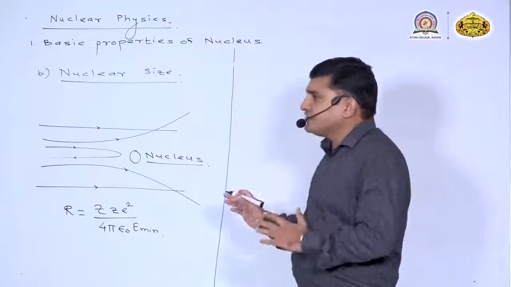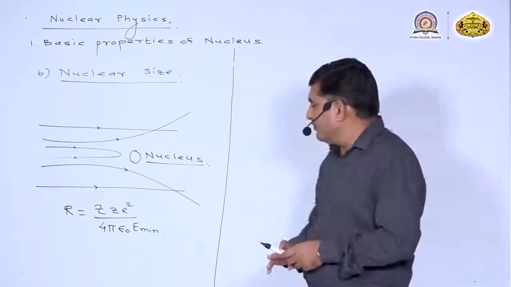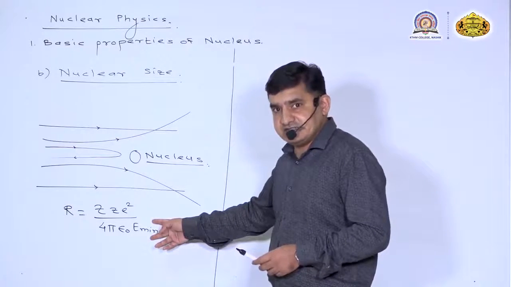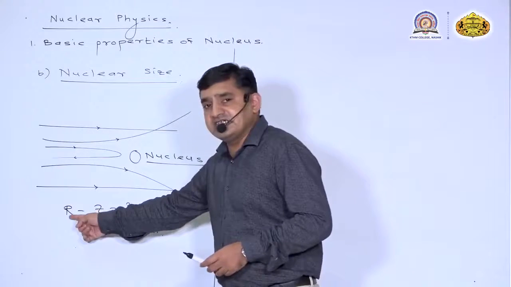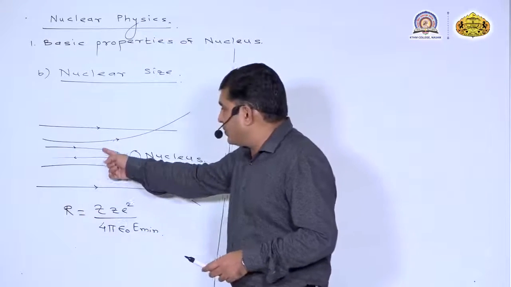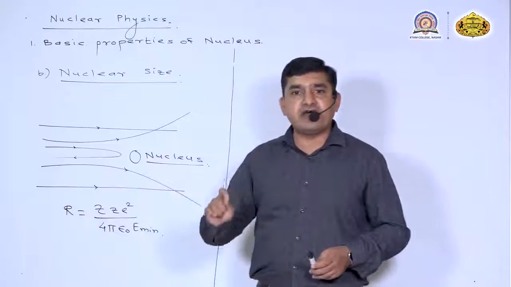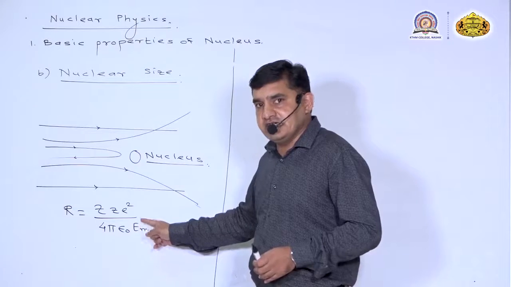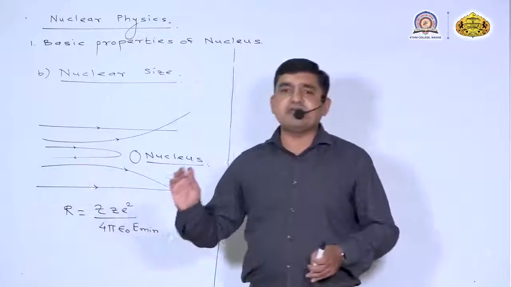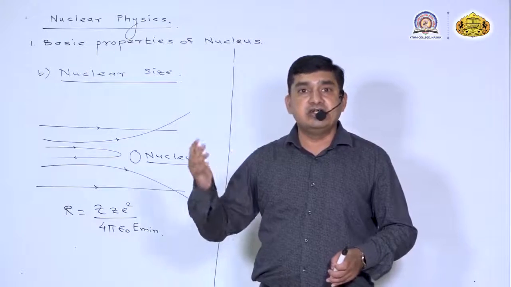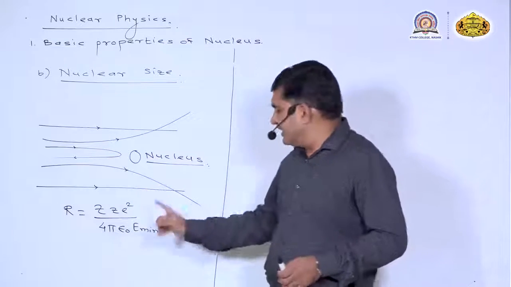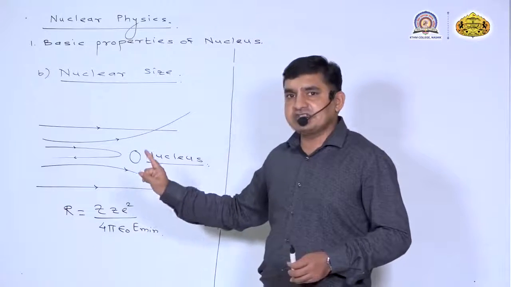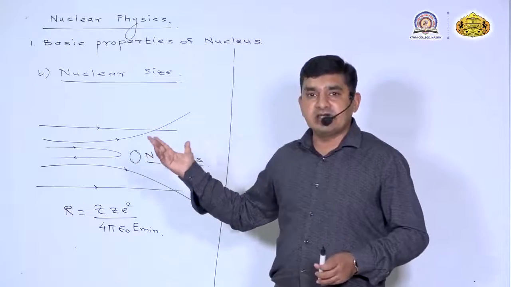From this we can conclude that when the energy increases, the closest distance of approach of the alpha particle decreases, and vice versa. That is, when the energy is minimum, the closest distance of approach is maximum.